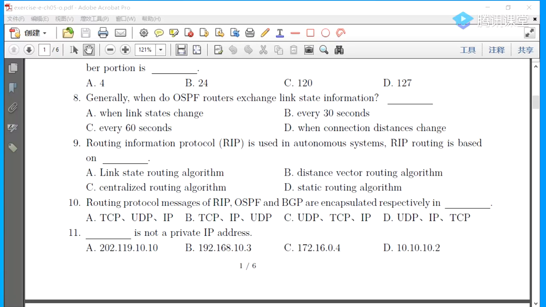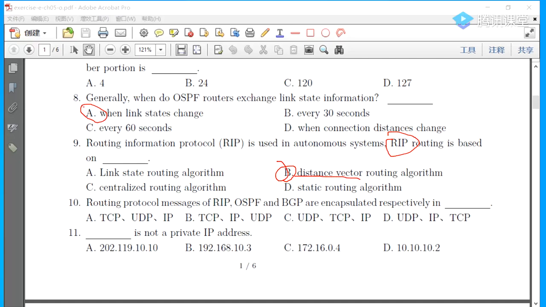Question 9. Routing Information Protocol, RIP, is used in an autonomous system. RIP routing is based on B. Distance vector routing algorithm. So this is distance vector. RIP routing is based on distance vector routing.